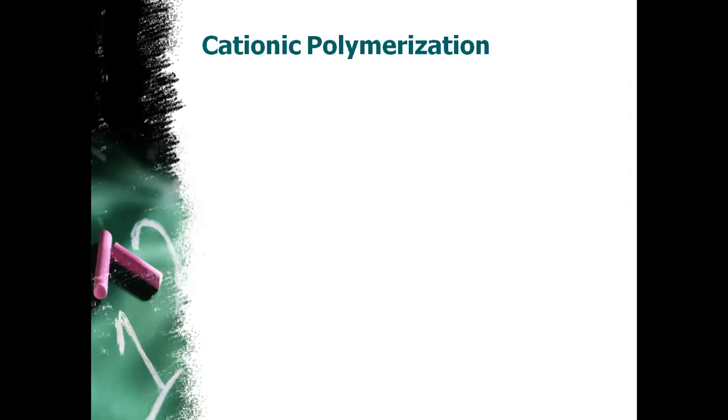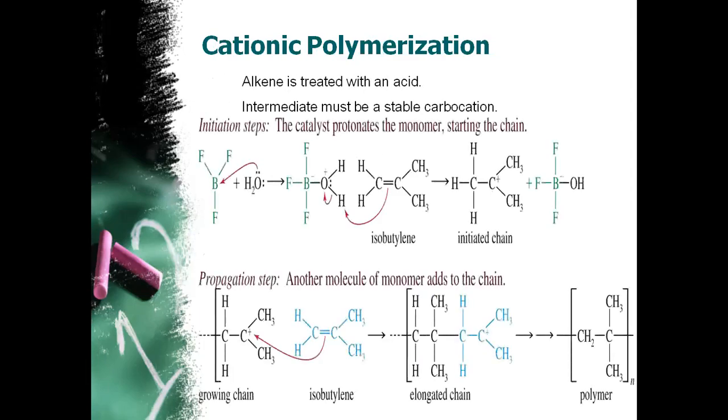Let's go through cationic polymerization first. In cationic polymerization, the alkene is first treated with an acid. Here, the initiator is BF3, and this can be easily understood by taking the example of the formation of butyl rubber as shown in the figure. BF3 is a Lewis acid which initiates the polymerization, and the rest of the steps of propagation and termination remain the same.